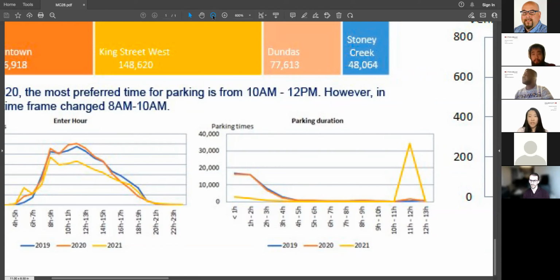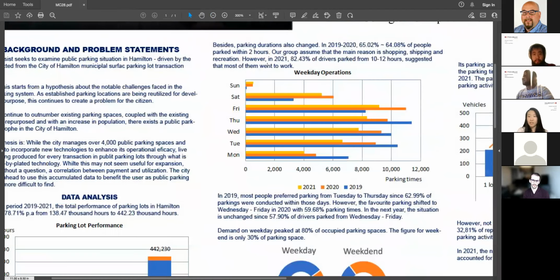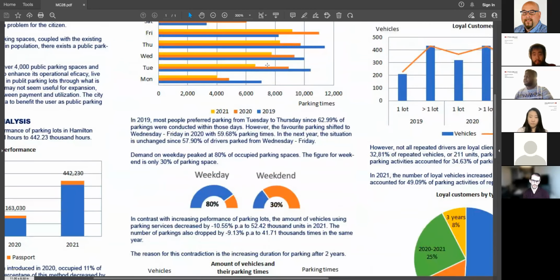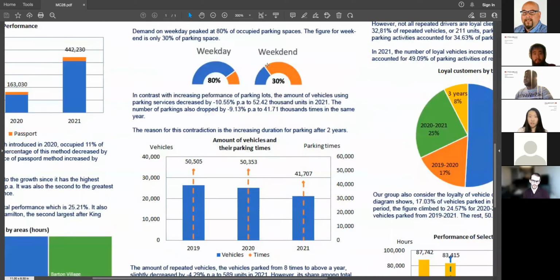And now we can move into the next diagram, which is an analysis of the weekdays and the weekend. So Mario, could you move up a little bit?